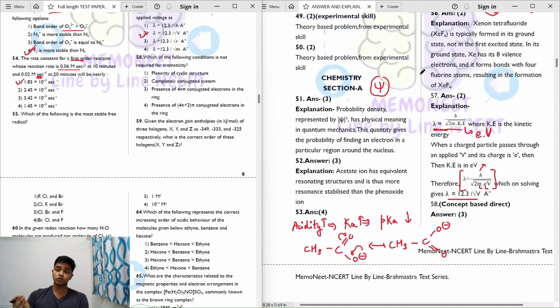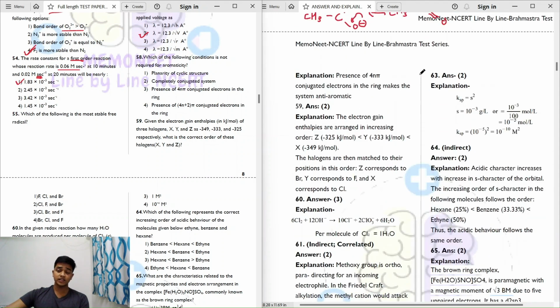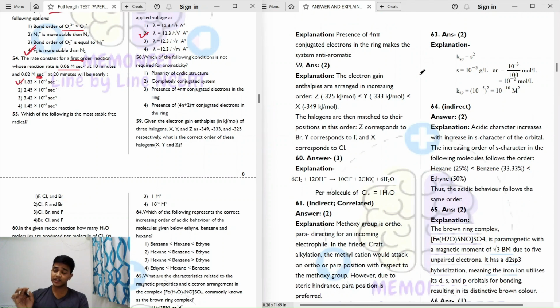First of all, the system should be a closed system. Second of all, the closed system, the ring, it should be planar. When the ring is planar, only then we can proceed further. So after the planarity is ensured, the entire compound should be a completely conjugated system. All the double bonds and all the atoms should be in conjugation with each other.